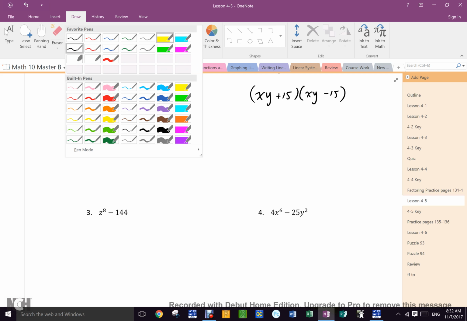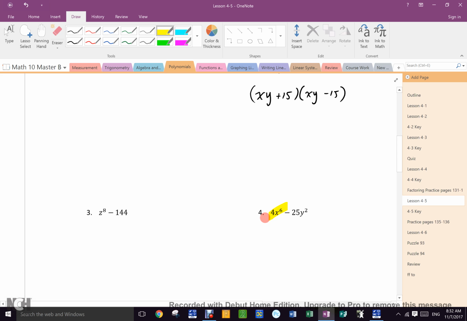Is this a perfect square? Okay, so what is the square root of 4? 2. Now you have to know your exponent laws. What is the square root of x to the 6th? You're having a test on this tomorrow.